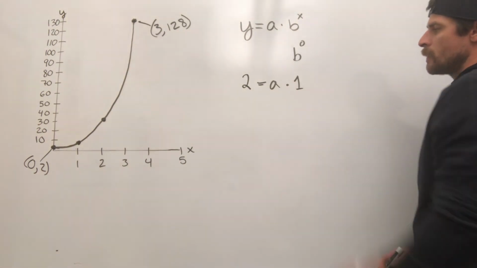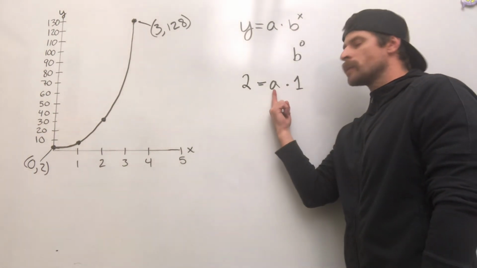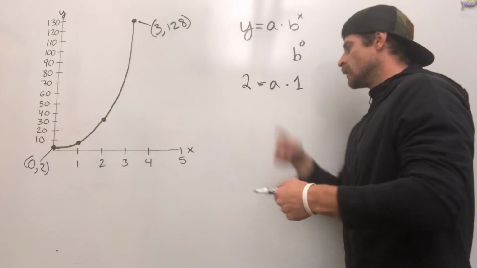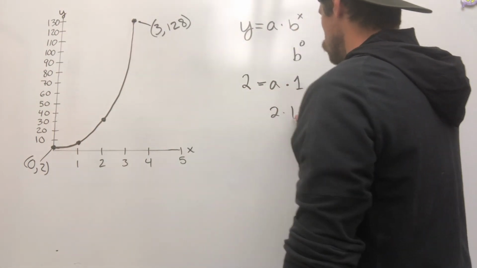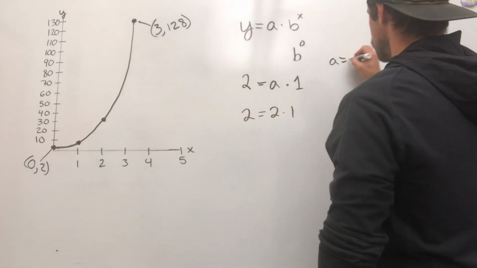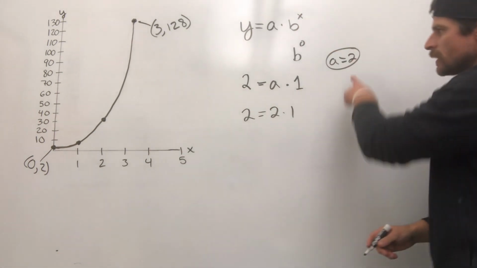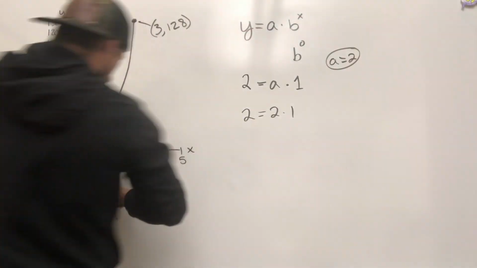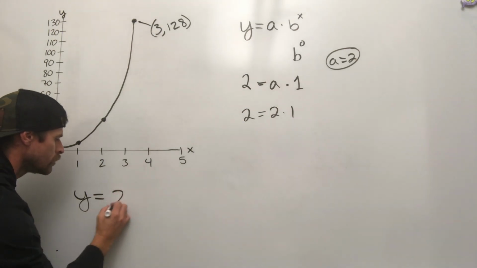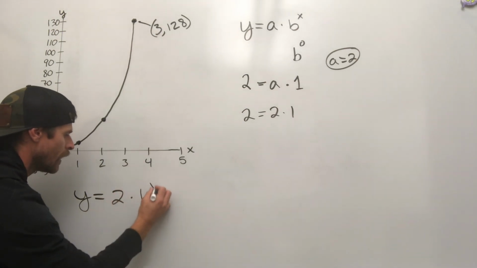Now if you look at this problem, it's pretty clear and easy to determine what a has to be. What number times 1 would give you 2? Well, 2 times 1 is the only value that would give us 2. So a has to be 2. And now that I know a is 2, let's start our equation out. y equals 2 times b to the power of x.